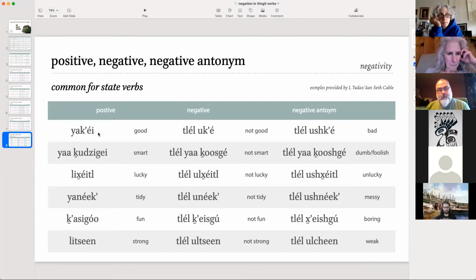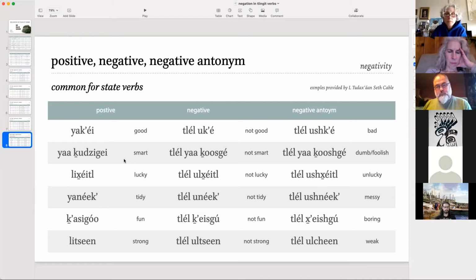But there's a few of these verbs, like yak e is good. Klesh uk e is not good. Klesh ushk e is actually the opposite. That's not just the negative of that verb. That's saying, this is bad. And so there's a handful of these.